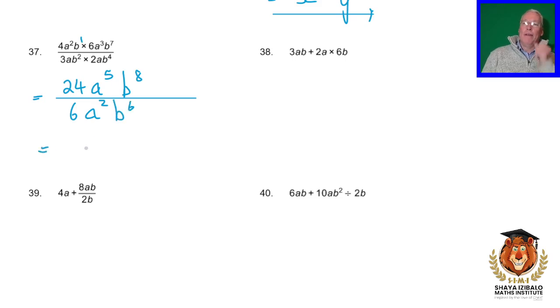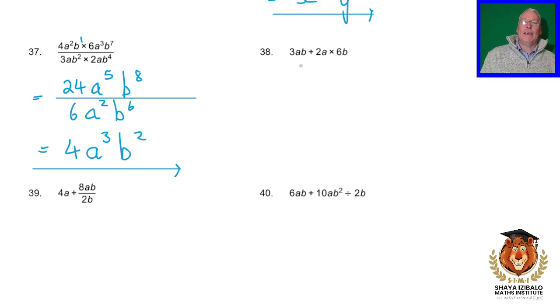Now, we're going to divide. 24 divided by 6, those are normal numbers. 24 divided by 6 is 4. When we divide numbers with the same bases, we're going to subtract the exponents. 5 minus 2, 8 minus 6.